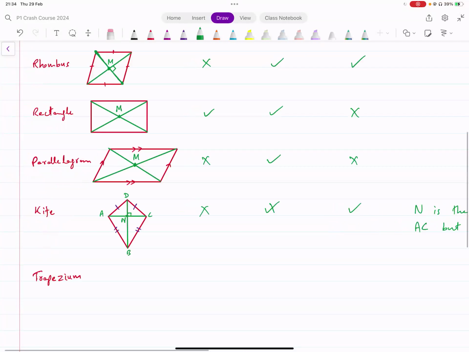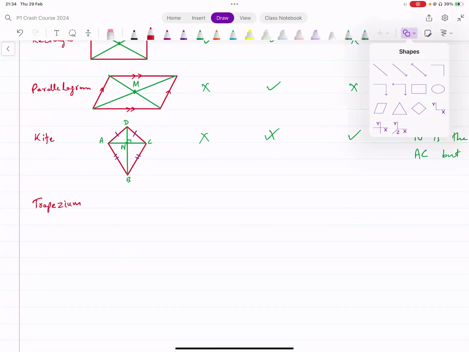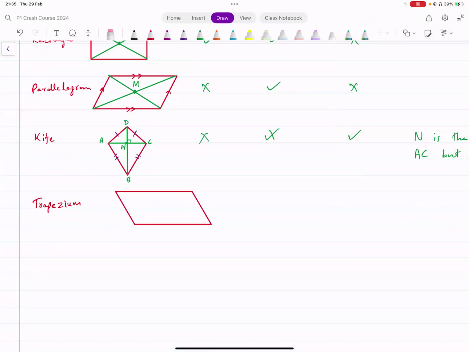And then finally, we have a trapezium. What does a trapezium look like? What's the property of a trapezium? A trapezium is a figure like this that has two sides parallel.